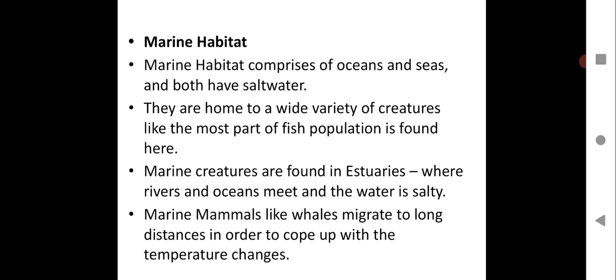Marine mammals like whales migrate long distances in order to cope with temperature changes. Whales are very huge marine animals, and to take care of themselves during hot weather, during hot climate, they travel a long distance so that they can move to a place where they can survive and will not die of heat. I hope this is clear, children.